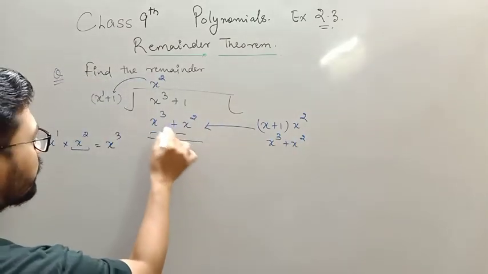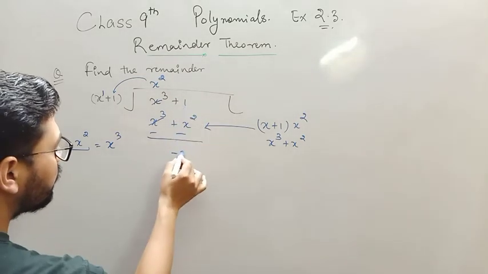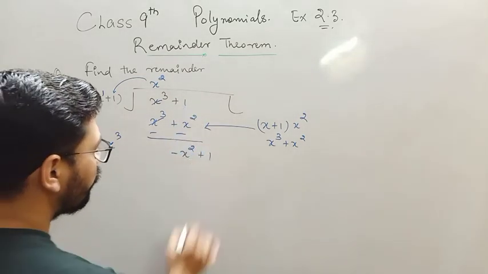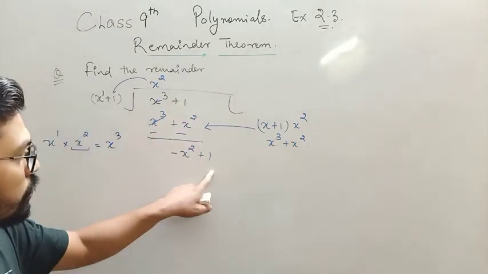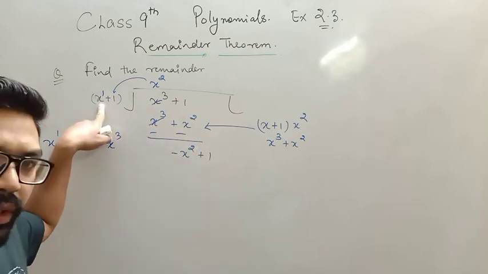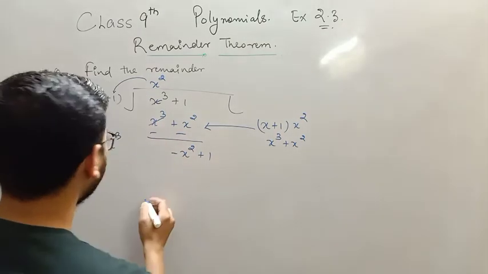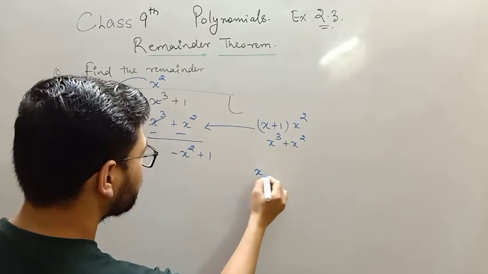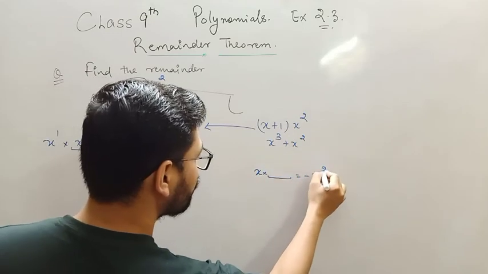Now minus minus, these two values get cancelled out. What you will get, minus x square plus 1, right? Minus x square plus 1. Now what you have, minus x square, but here you have only x. Then what you need to do is, what will you multiply with x to get minus x square?